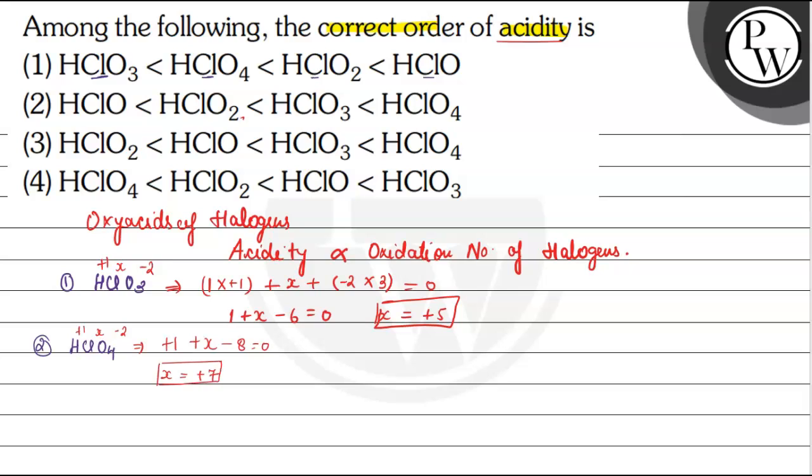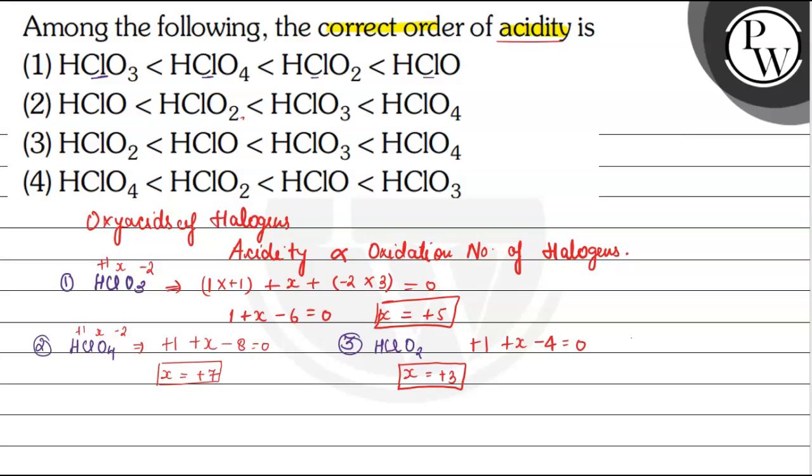Now the third one, that is HClO2. The oxidation state of chlorine here: +1 plus X, -2 into 2, that is -4, is equal to 0. So -4 and +1, that is -3. That means X is equal to +3. So the oxidation state of chlorine in HClO2 is +3.